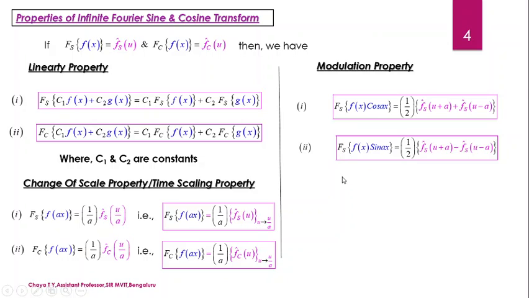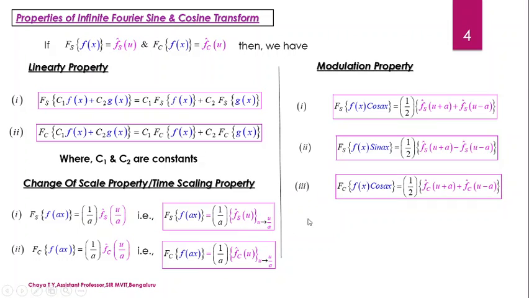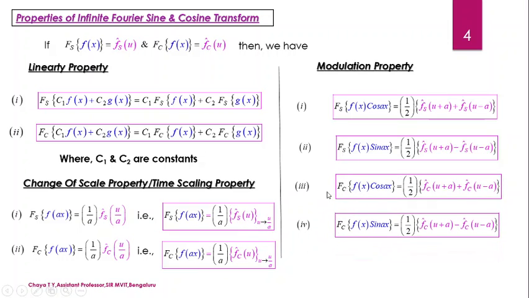Similarly, if you want to find the Fourier sine transform of the product of a real valued function f of x with a sine wave, that is sin ax, then it is given as the average of the Fourier cosine transform at u minus a and u plus a. Similarly, the same rule applies with the Fourier cosine transformation. We call this the modulation property. So these are the basic properties of the infinite Fourier sine and cosine transforms, which we are going to use while solving problems.